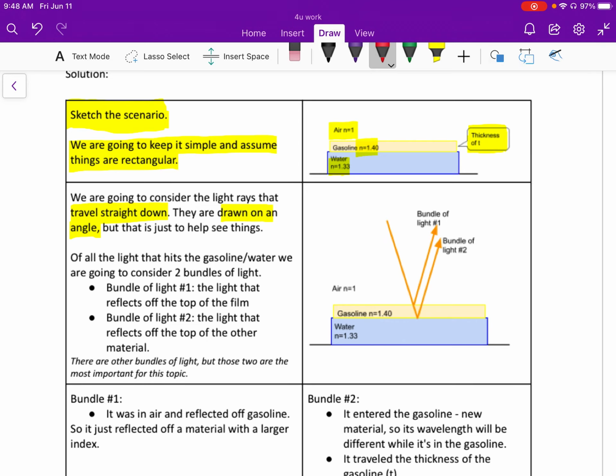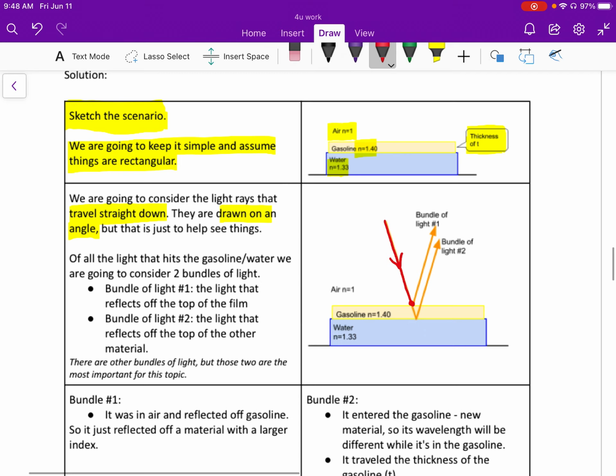In thin film interference, there are two very, very important bundles of light. So of all the light that's coming down, so maybe it's a sunny day even though it's raining, out of all the light that comes down and hits this film of gasoline, some of the light, when it hits the gasoline, reflects off the gasoline and bounces back upward and eventually hits you in the eyeball. I'm going to call that bundle of light number 1. Bundle of light number 1 is the one that bounced off the top of the film.